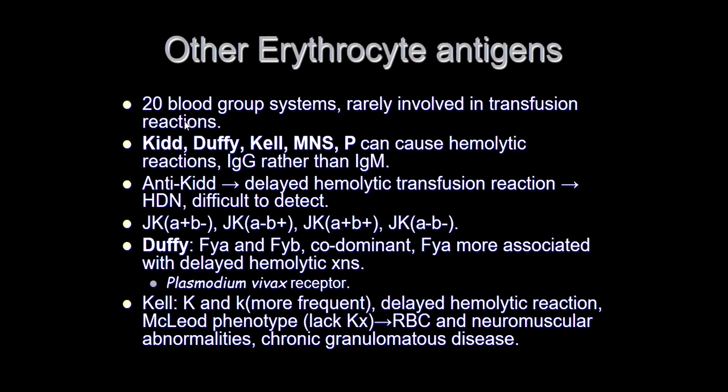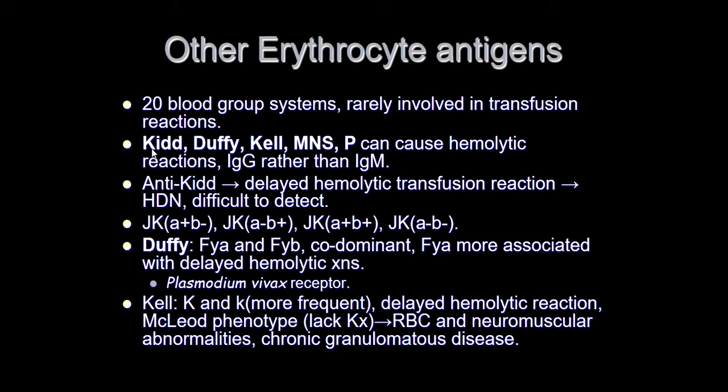So in general, we have more than 20 blood group systems here, rarely involved in transfusion. And the most important thing in blood transfusion is the ABO system and the RH. Those are the ones that we identify. Then we do here what we call cross match. We'll talk about it in just a second.